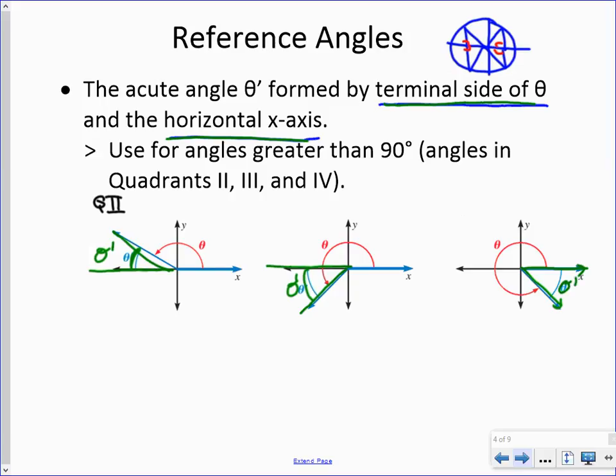So what I want you to do in your small groups is have a quick discussion about each quadrant.